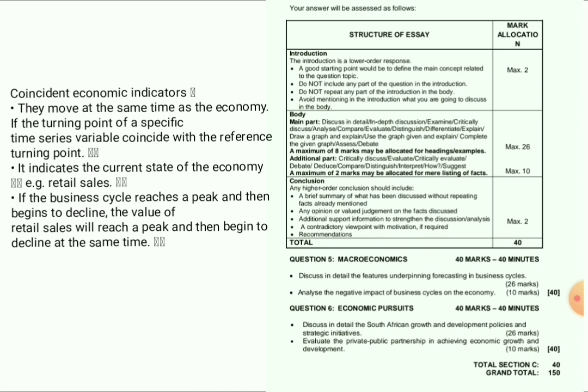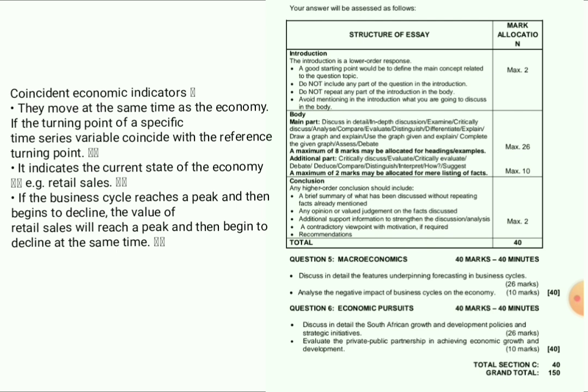Coincident economic indicator. They move at the same time as the economy, if the turning point of the specific time series variable coincides with the reference turning point. It indicates the current state of the economy, for example retail sales. If the business cycle reaches a peak and then begins to decline, the value of the retail sales will reach a peak and then begin to decline at the same time.